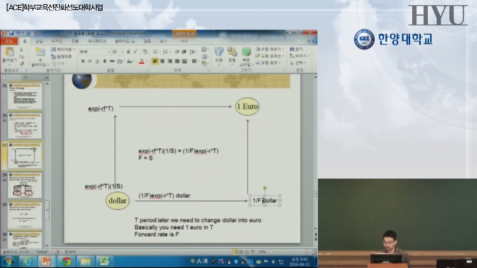So it seems that this should be F, and actually this should be S. And then this should be F, and this should be S, and this should be F. Therefore, F equals S exp of R minus RF, multiplied by T. It should be this way.